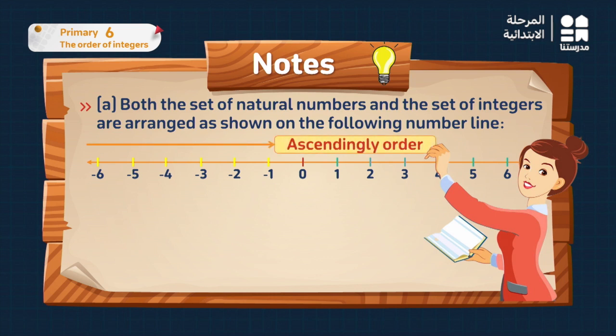First, if you are going from negative 6, negative 5, negative 4, negative 3 and so on, you are putting your integers in ascending order, so from small to big.